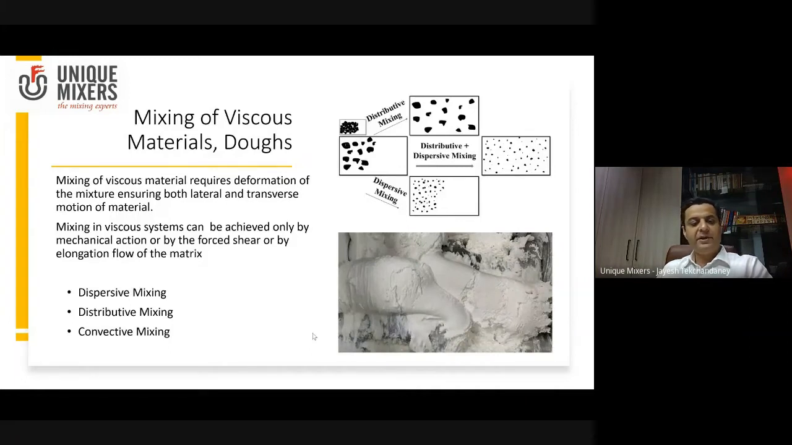So it's a combination of dispersive, distributive, and convective mixing, and you need lateral and transverse motion of material, and you need basically forced shear or elongation flow of the matrix. That's how viscous doughs are mixed.